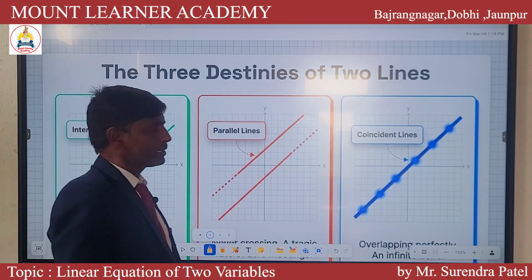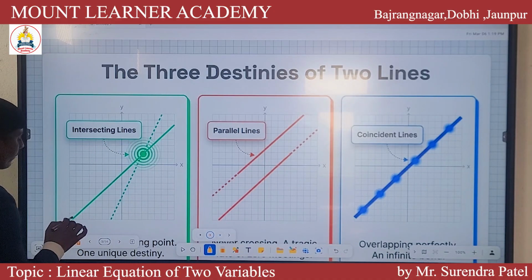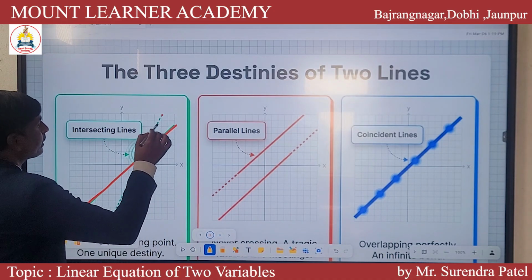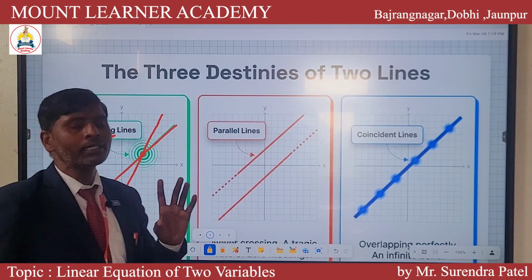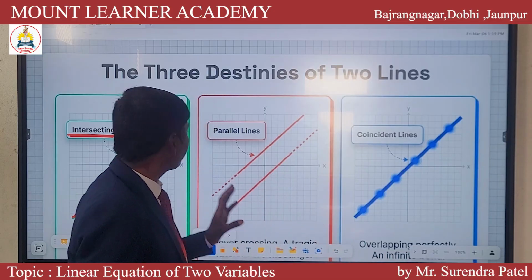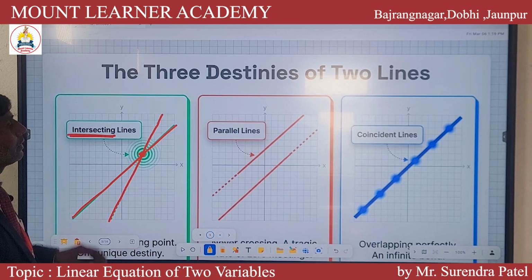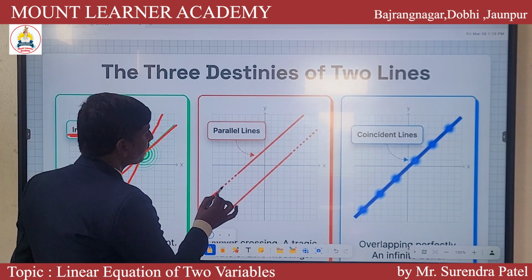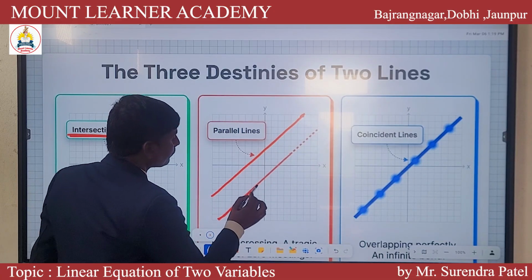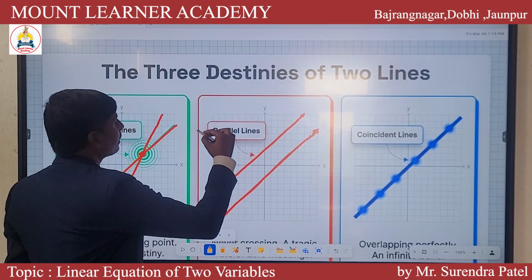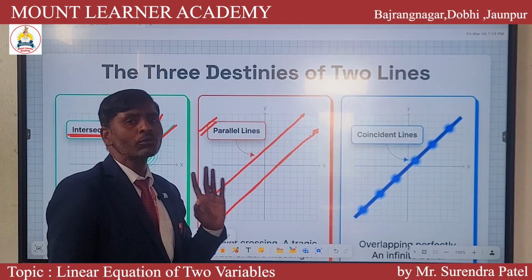Now there are three cases that arise. If we draw two lines and they intersect each other, these are called intersecting lines. So this is condition number one. If we draw the linear equations graphically, the point where the two lines cut is the intersection point. If we draw lines which never intersect each other and always remain at the same distance, then this condition is called parallel lines. In this case there is no solution.